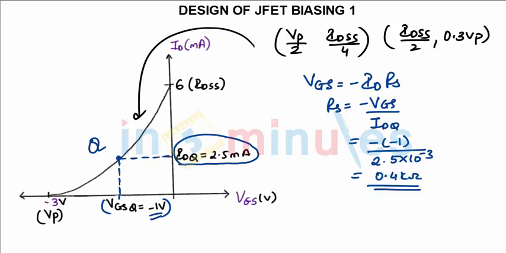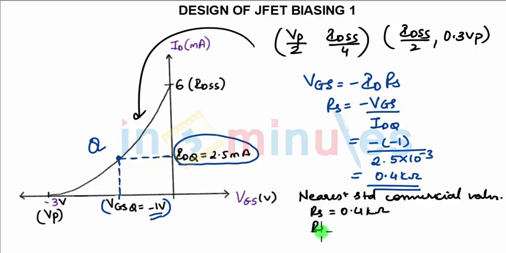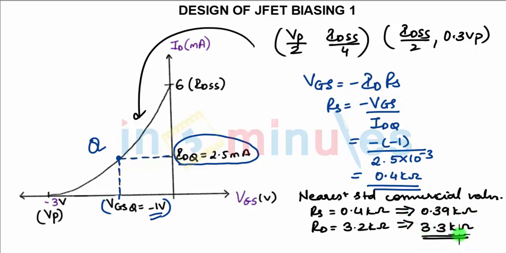Now the question tells us to write the nearest standard commercial values of the resistances. Now we have got RS as 0.4k, and we have got RD as 3.2 kilo ohms. So the nearest standard of 0.4 is 0.39 kilo ohms, and the nearest standard of 3.2 is 3.3 kilo ohms. This is how we have designed the self bias circuit for JFET biasing.